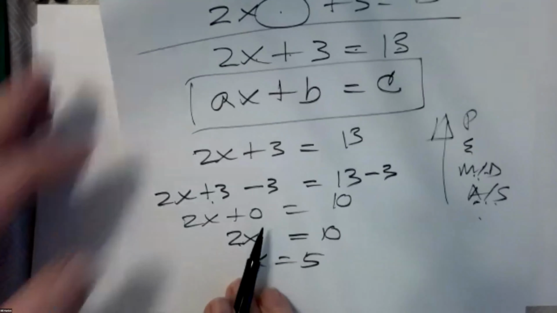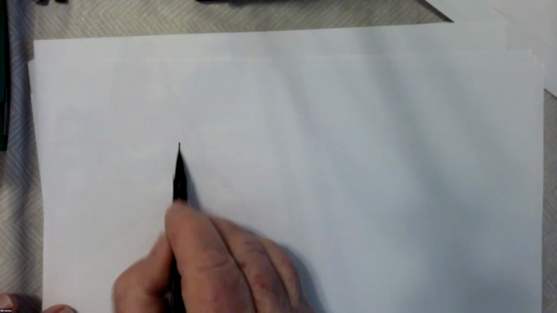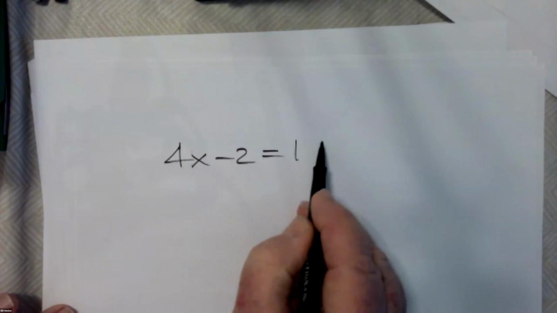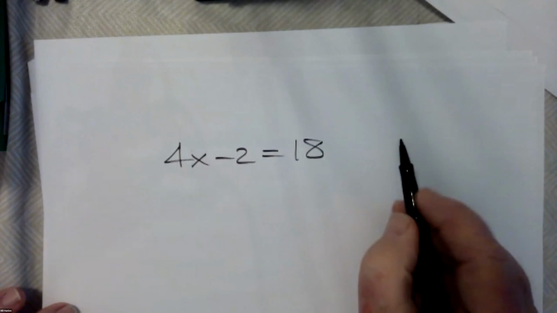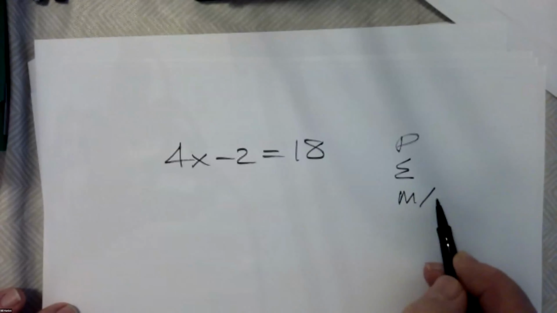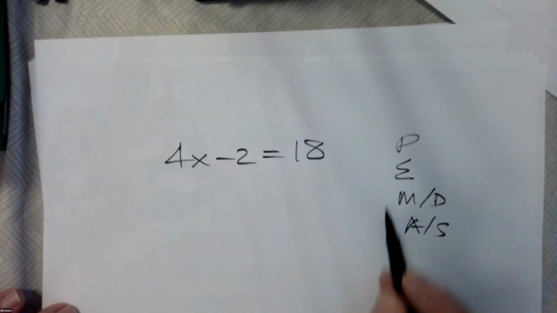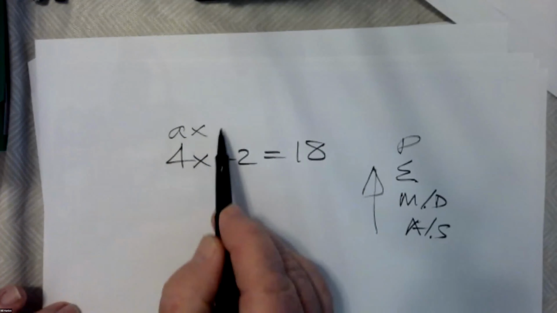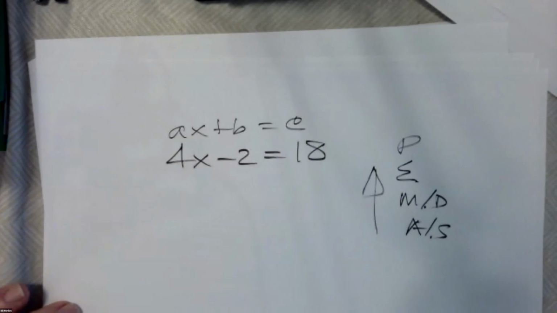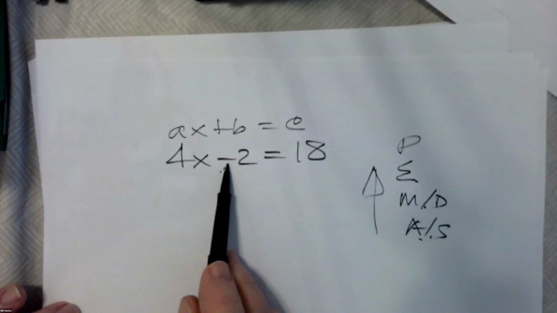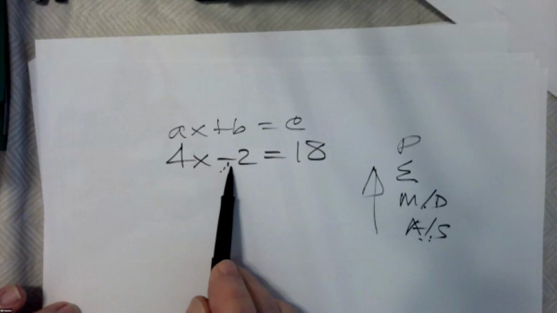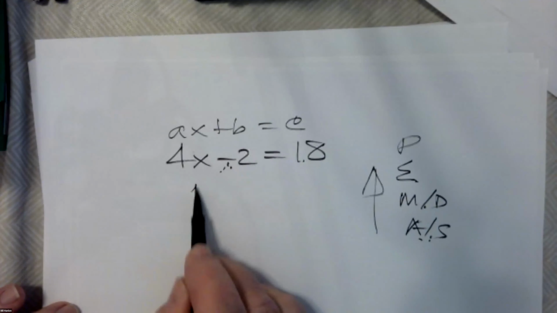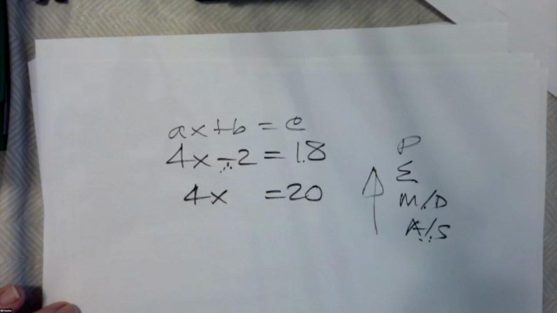So what we do is we take what the kids have learned, like problems like 4x minus 2 equals 18, and we use the order of operations in reverse. So we get rid of any addition or subtraction, then we get rid of any multiplication, division, then we get rid of any exponentials and parentheses. So I look at this, and this is in the ax plus b equals c format. I have to get rid of any addition or subtraction. I have a subtraction of 2, so I'm going to add 2 to both sides. So I get 4x equals 20.